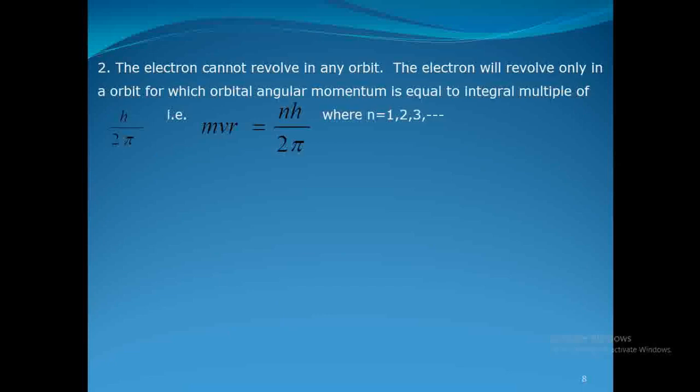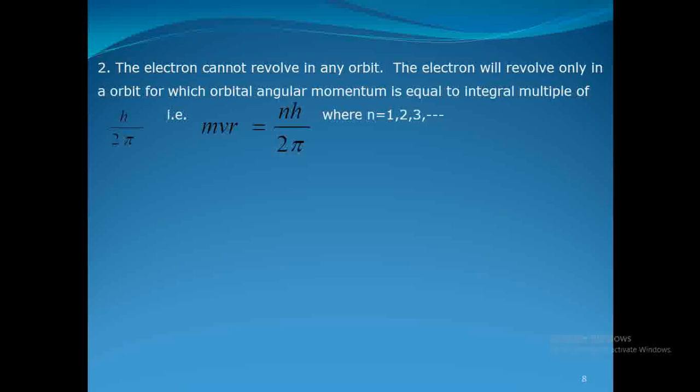The second postulate is that the electron cannot revolve in any orbit of its choice. It can revolve only in those orbits for which the orbital angular momentum is an integral multiple of h divided by 2 pi. m into v is the momentum, and when you multiply this momentum with the radius, it becomes the angular momentum. Hope you all know this from rotational motion. Since it is in an orbit, we call it orbital angular momentum. So mvr is the orbital angular momentum.